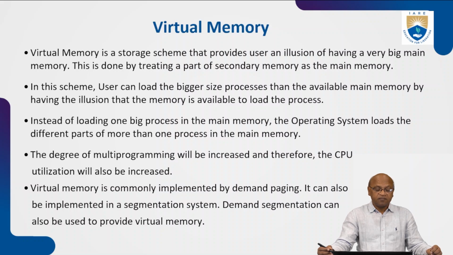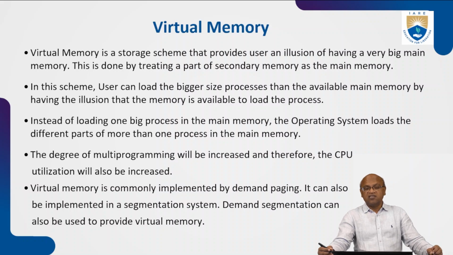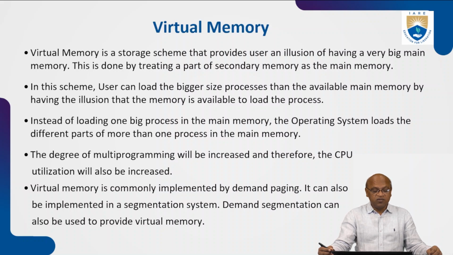So in this scheme, the user can load bigger size processes than the available main memory by having the illusion that the memory is available to load the process. Instead of loading one big process in the main memory, the operating system loads different parts of more than one process in the main memory, part by part. So the degree of multiprogramming will be increased and therefore the CPU utilization will be increased. Virtual memory is commonly implemented by demand paging. It can also be implemented in a segmentation system. Demand segmentation can also be used to provide virtual memory.